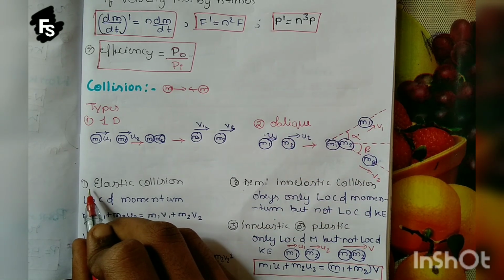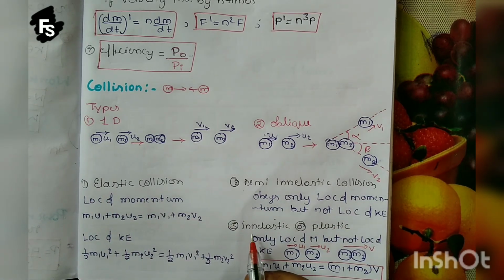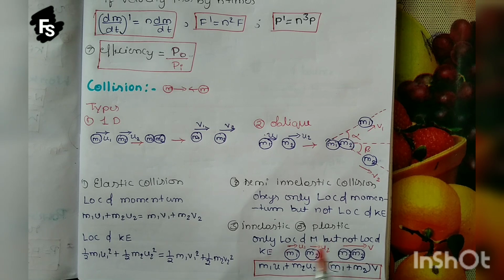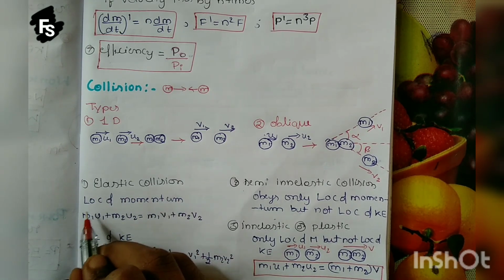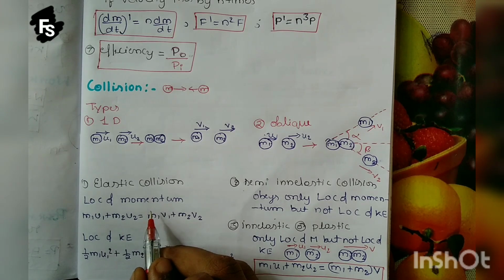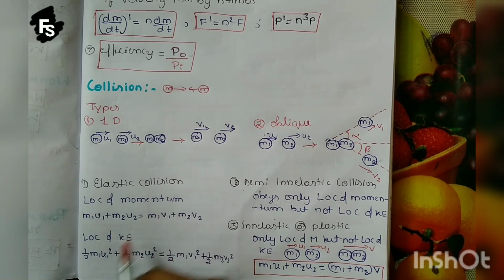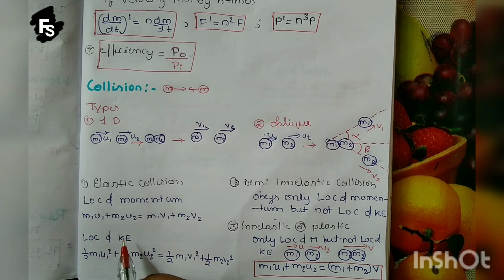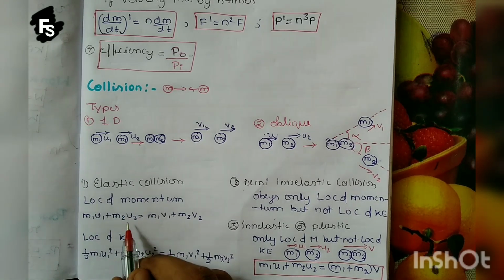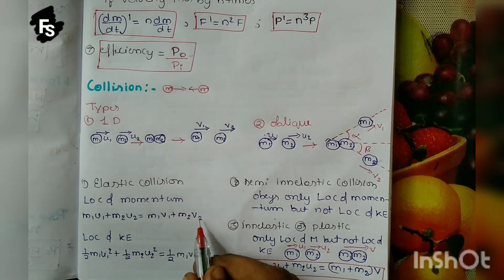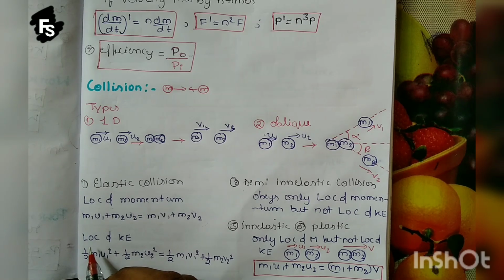There are types of collisions. First one is elastic collision, second one is semi-inelastic collision, and third one is inelastic or plastic collision. First we move on to elastic collision. Elastic collision is due to the law of conservation of momentum. If a collision obeys the law of conservation of momentum and the law of conservation of kinetic energy, then it is called elastic collision. See, what is the law of conservation of momentum? m1 u1 plus m2 u2 is equal to m1 v1 plus m2 v2. This is before collision, this is after collision.